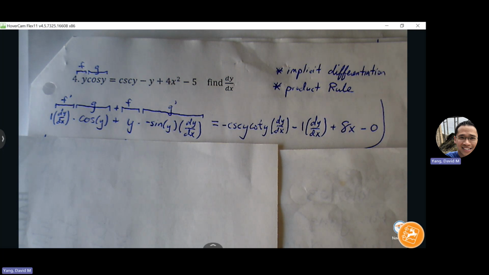So that's the derivative line. The rest of it is just cleanup. You're trying to add and subtract in a way where your dy dx terms can be grouped together on the same side. Usually I like to have them on the left side. Then I can factor dy dx out, and then I can solve for dy dx.